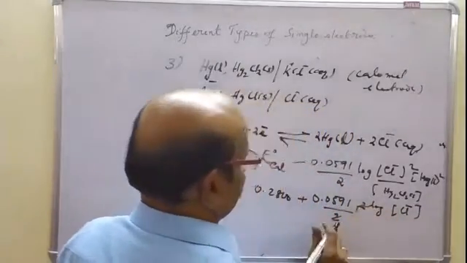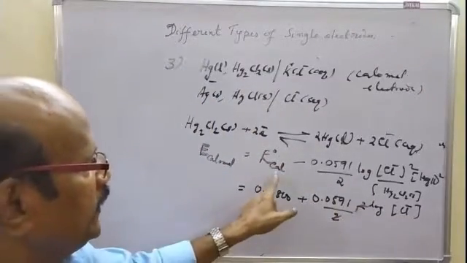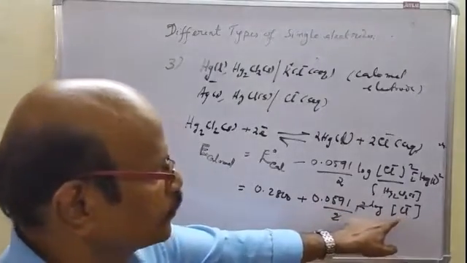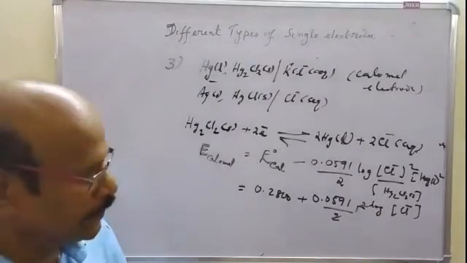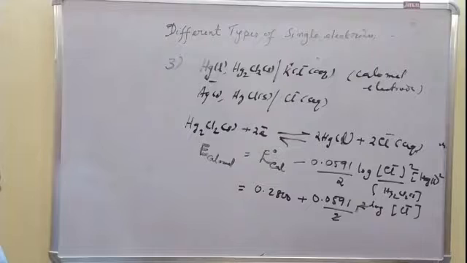So now our equation becomes E calomel is equal to E0 calomel plus 0.0591 log Cl minus. So it's an electrode that is reversible with respect to chloride ion. So depending on the concentration of chloride ion, it develops a potential.